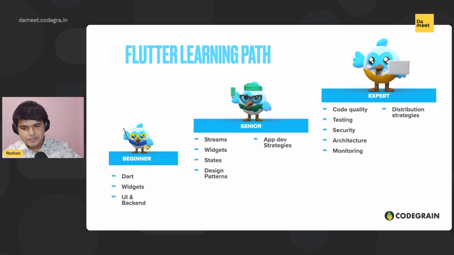Again, we see the dash over here, our favorite mascot. Right. So I've broken down this stream into three different pathways, or you could say three different staircases that you need to climb before you reach your expert level of Flutter development.